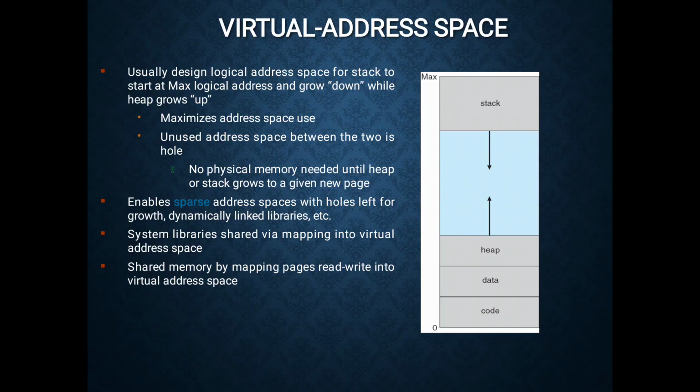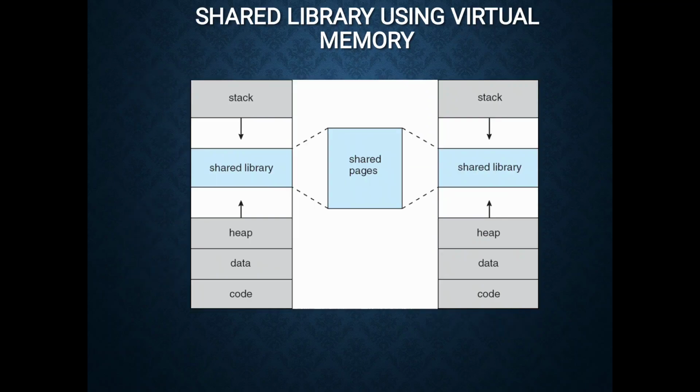System libraries are shared via mapping into the virtual address space. Shared memory is implemented by mapping pages read-write into the virtual address space. So this is a shared library using virtual memory. The shared libraries are stored in memory, and these pages belong to the shared pages, which are moved to the virtual memory.